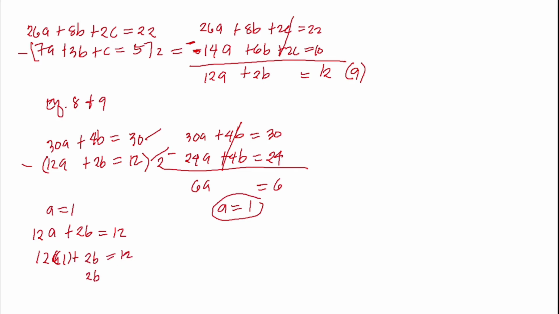So 2B is equal to 12 minus 12. Therefore 2B is equal to 0, B is equal to 0. So the value for our B is equal to 0. And now we have the value for our A and B.